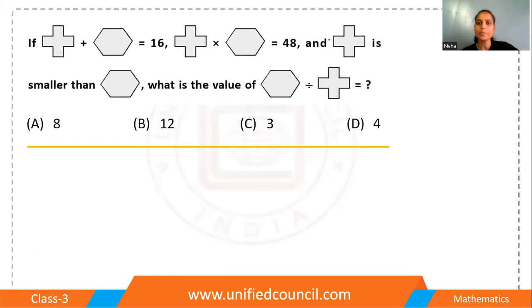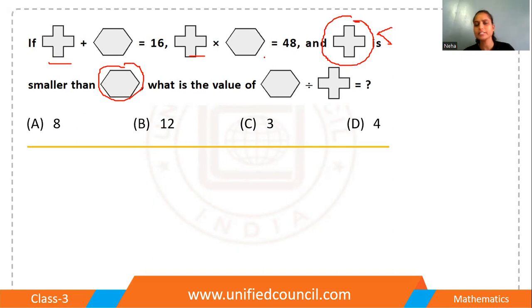Alright. So this is smaller than this. What is the value of this plus this? Okay, so many images are given, and we have to check which one is correct. One thing is also given: this one is smaller than this one. And this plus this is equal to 16, and this multiplied by this is equal to 48.